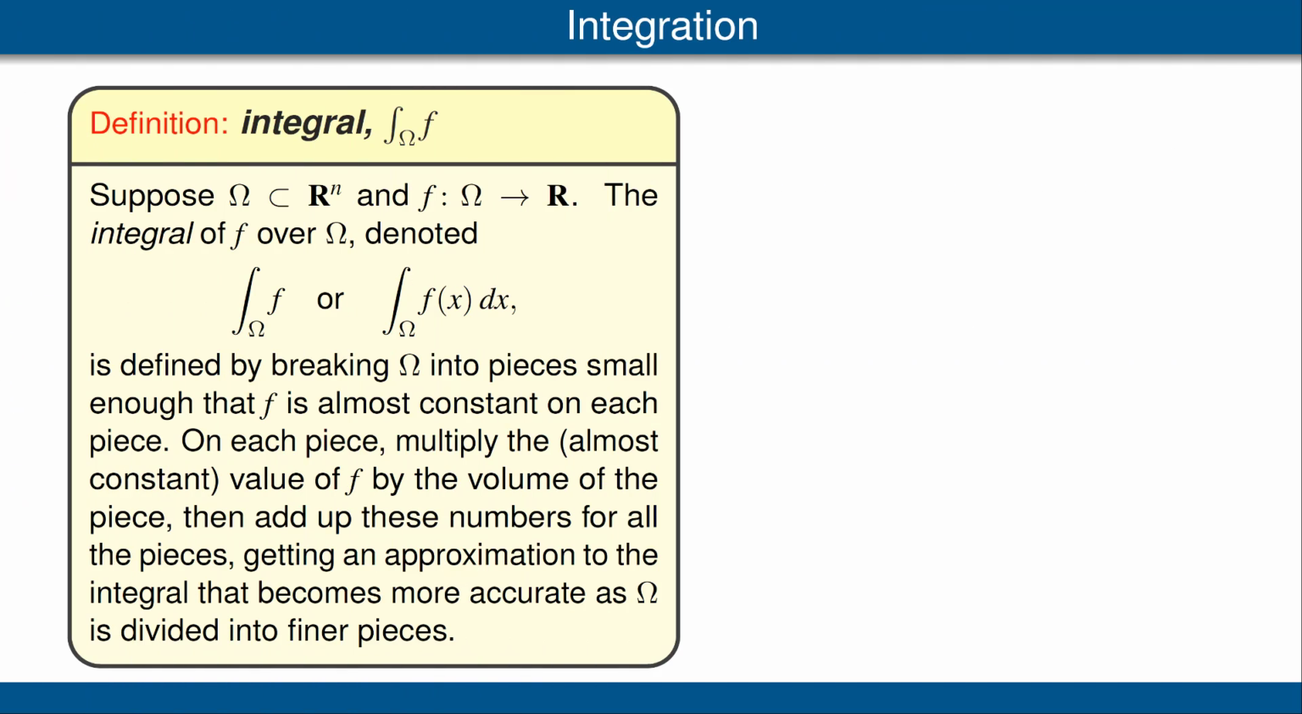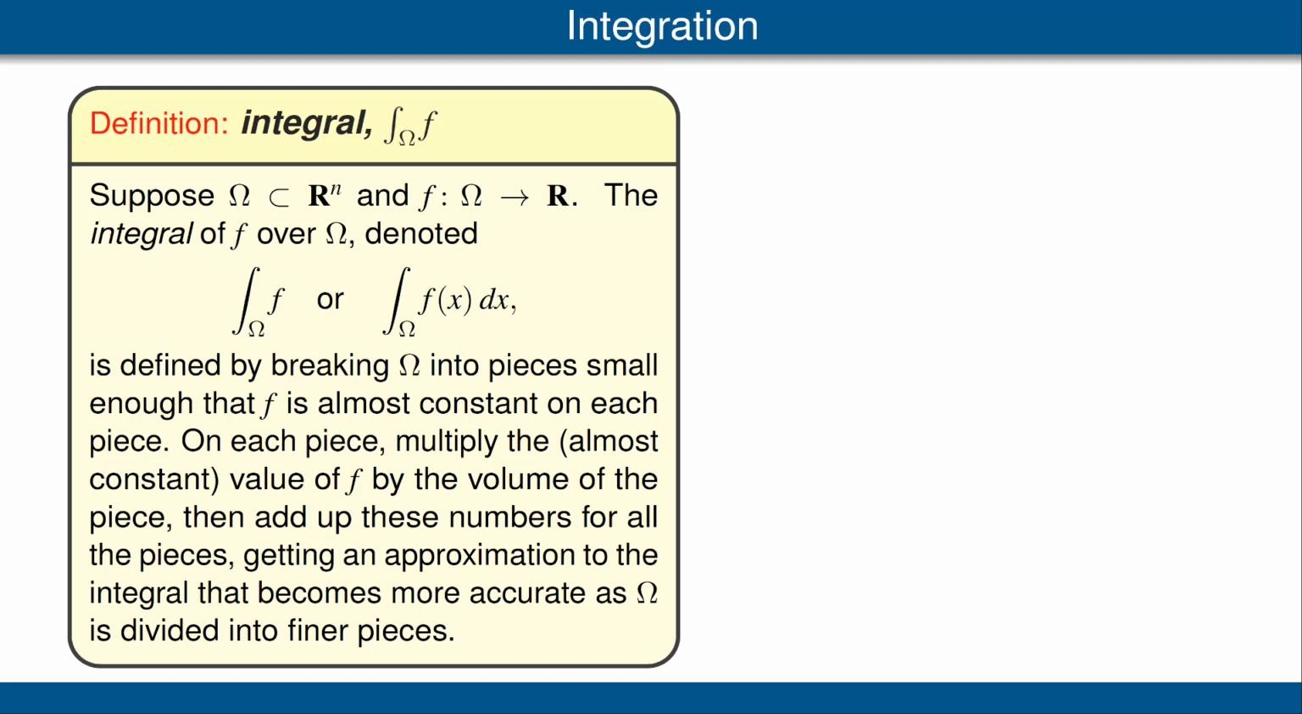Now that we've had a good discussion about volume, we can move on to integration. What follows is meant to convey the ideas of what's going on, rather than to be strictly rigorous. Suppose omega is a subset of Rn, and f is a real-valued function on omega. The integral of f over omega is denoted using either of the two notations displayed here.